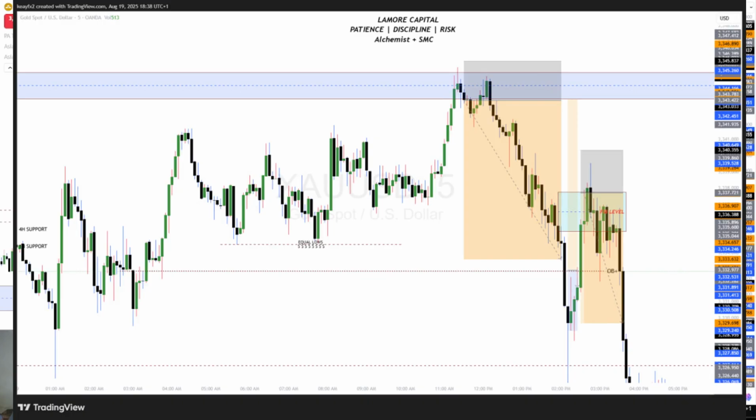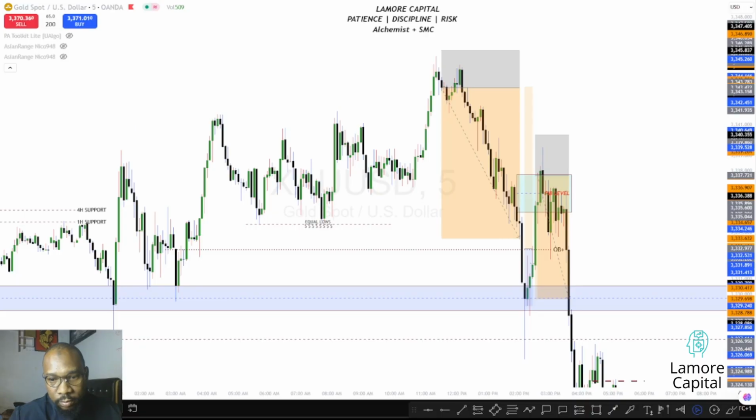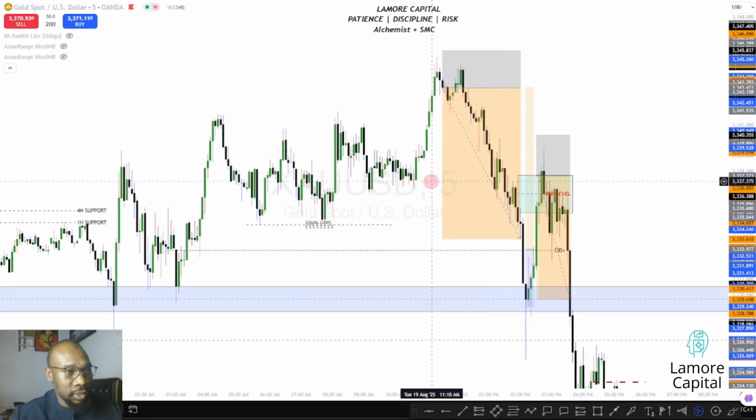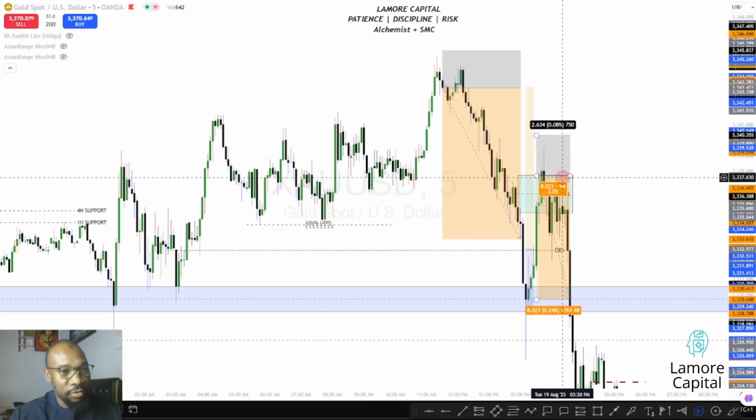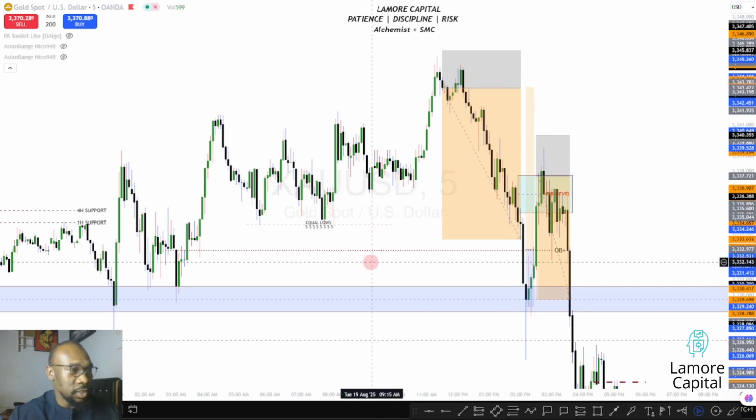Okay, so this is what we're going to do. For this particular trade, for this particular Tuesday, I'm going to be dropping the before and after of even this particular fib level. So we took 3 trades for this particular trade. So let's go through it.